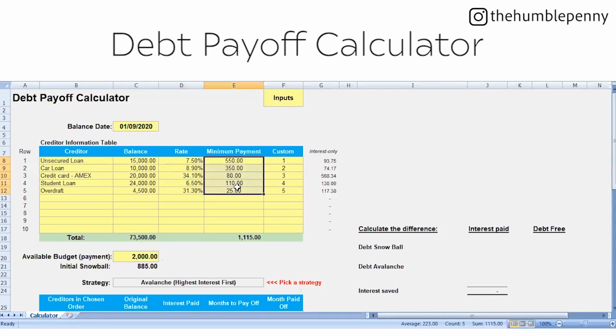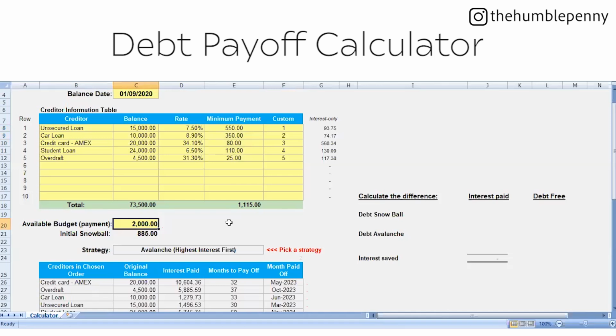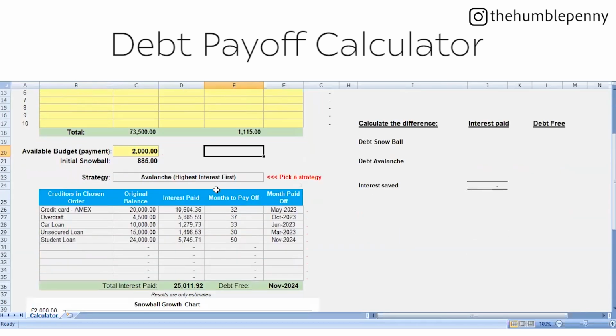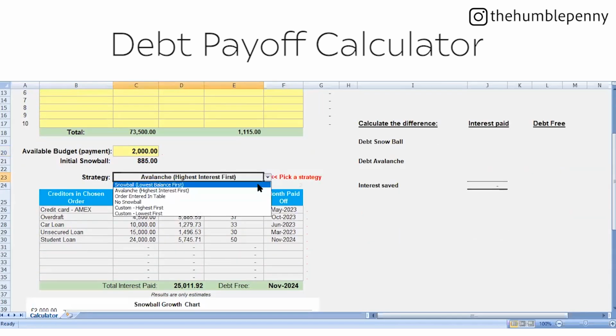Here are the minimum payments that this individual is required to make. Now, let's say that they've got £2,000 per month as a budget to put towards their loans. The question is how should they distribute this amount towards these various debts that they have? Should they use the debt snowball or should they use the avalanche, and why? You can see that the total required payments are £1,115 here. Total debts that they have is £73,500 here.